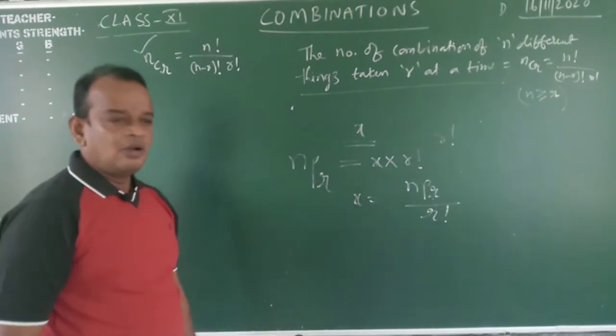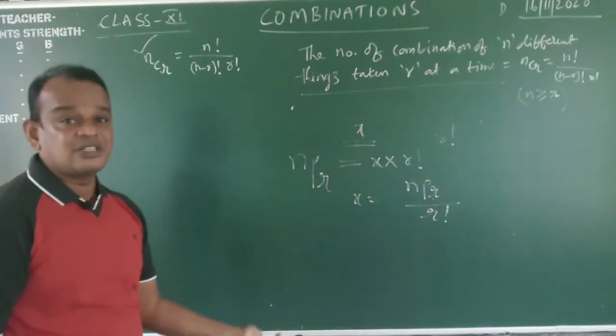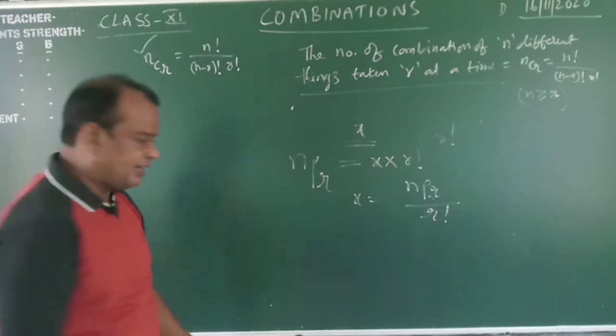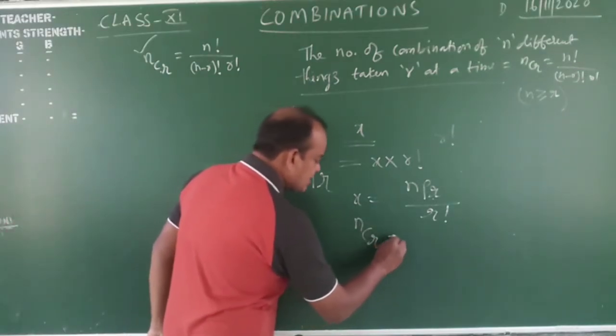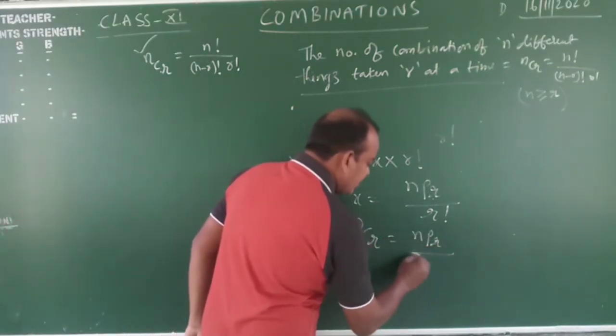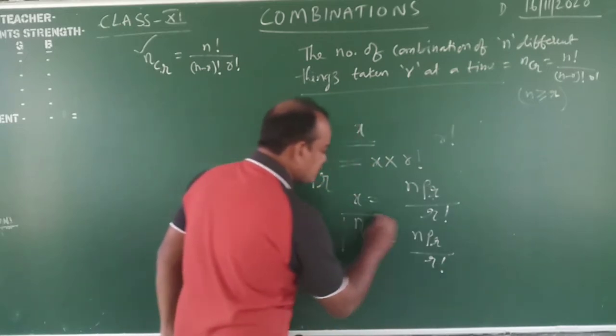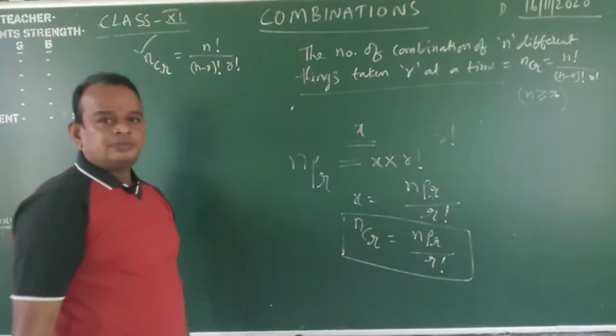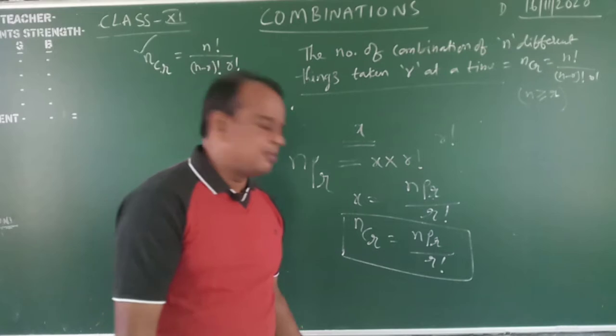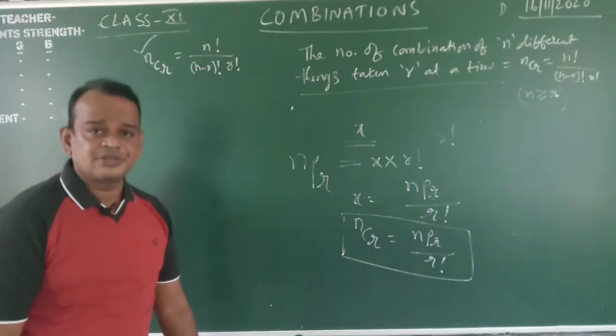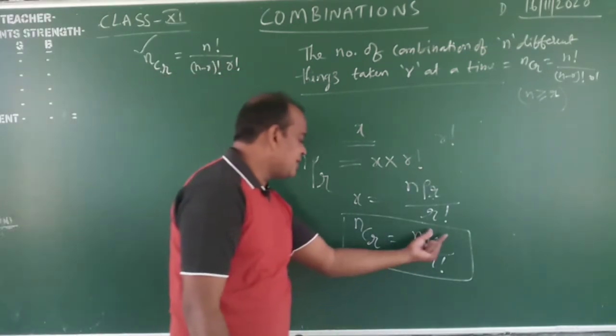This is the formula. What is the meaning of x? The number of combinations of n different things taken r at a time, that is nCr. nCr equals nPr by r factorial. Now remember this one. nCr is equal to nPr by r factorial. Okay, my dear students, nCr is equal to nPr by r factorial.